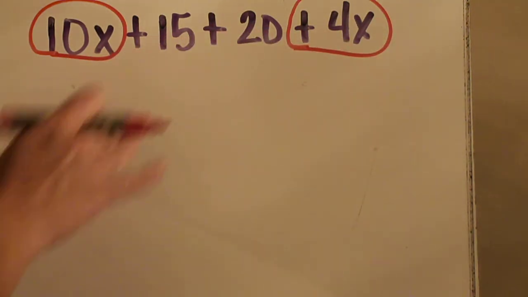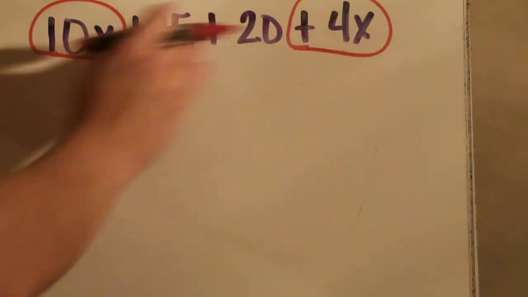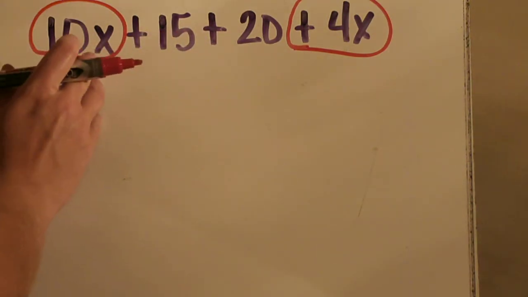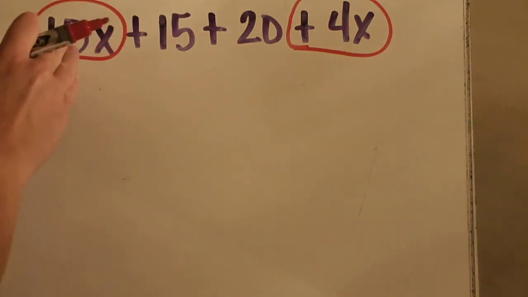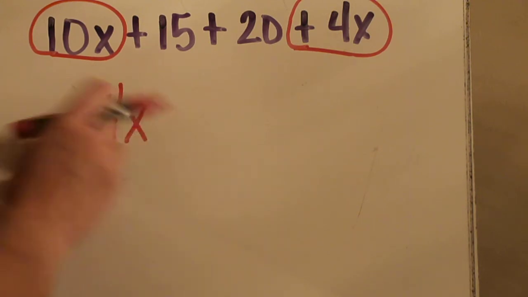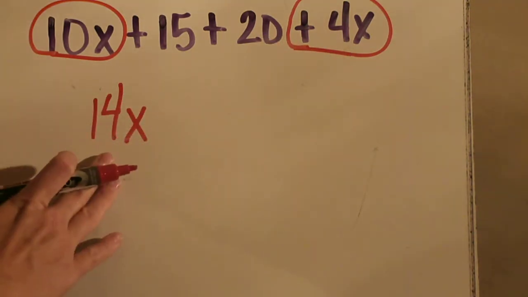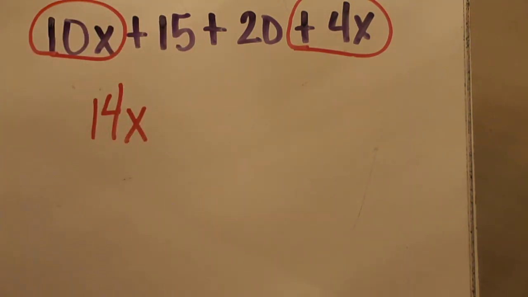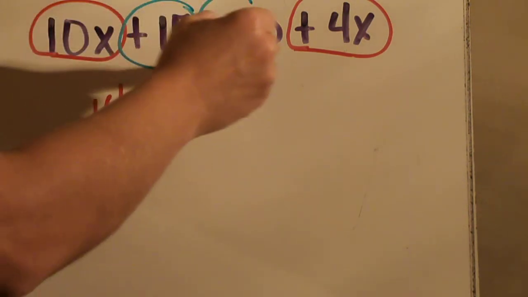I know that they're like terms because I have my variable x, x, and x. These 2 terms do not have a variable with them. Now, even though our coefficients are different, these are still considered like terms because the variable is the same. So we can add them together. 10 plus 4 gives us 14 x's. Here we had 10 x's, and here we had 4 x's. Now we just have a total of 14 x's. So 14x.